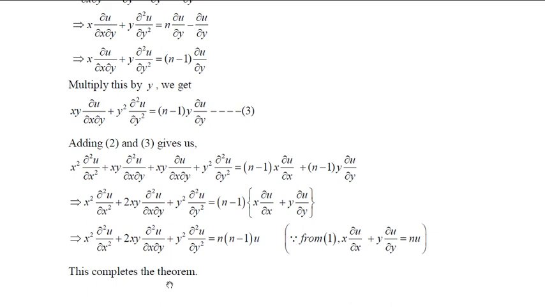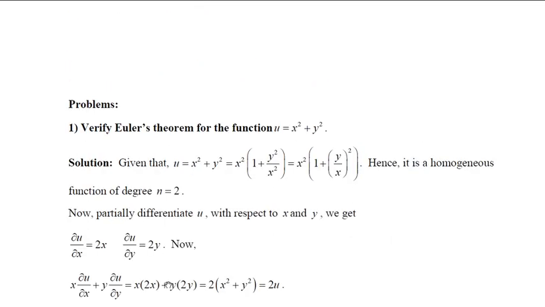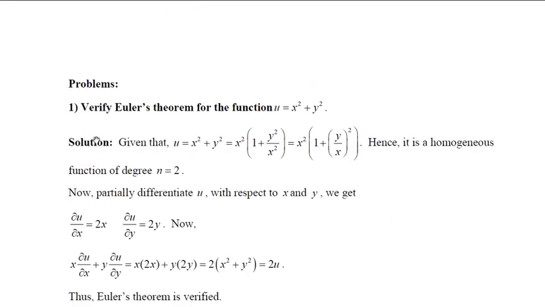Now let's move on to problems on these. Let's solve some problems on these theorems. Now, the first problem is verify Euler's theorem for the function u is equal to x square plus y square. It's very simple. We knew that if we want to verify Euler's theorem, first we have to check the homogeneity of the given function. So let's verify whether the given function is homogeneous or not. Already we have verified this one and we have proved that this is a homogeneous function of degree 2. That is n equal to 2 here.